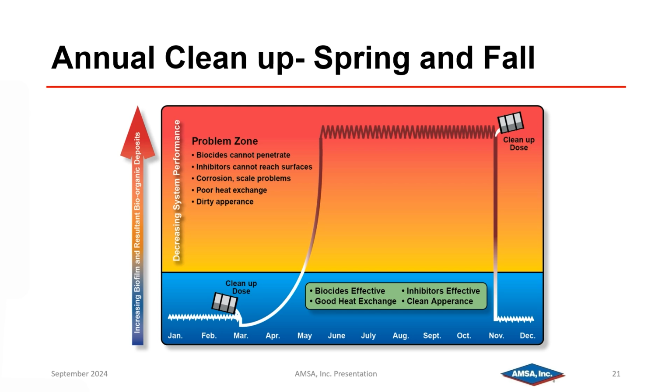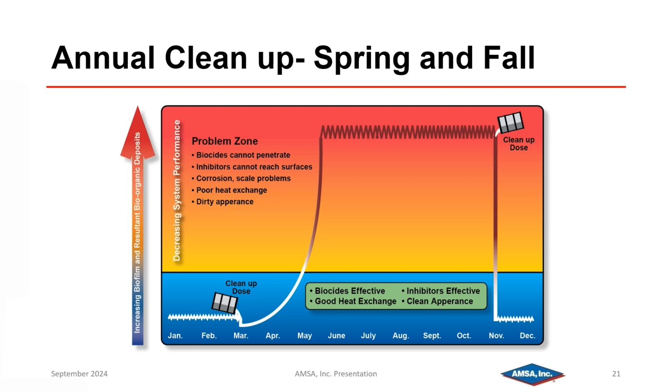The x-axis on this chart represents time, and in this instance, we're talking about the time period of a year. This graphic is showing a twice-a-year cleaning. In March, a cleanup dose is administered as the cooling season is oncoming to prepare the system for the summer months. Then, as the weather heats up, the bugs start to grow more. This system starts working in the problem zone. More biocides are needed to keep the microbiological fouling in control.